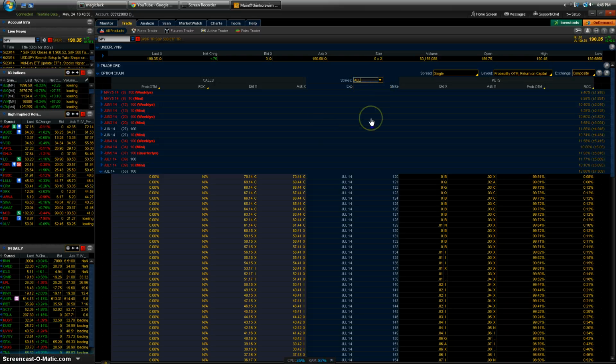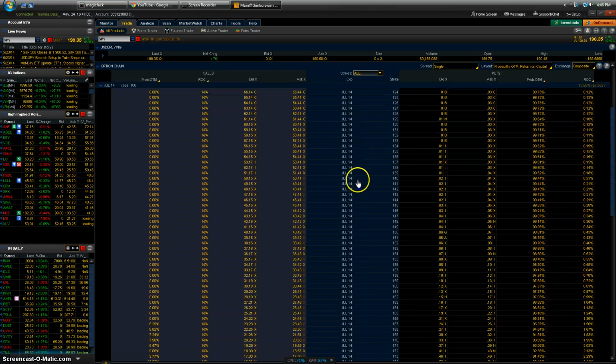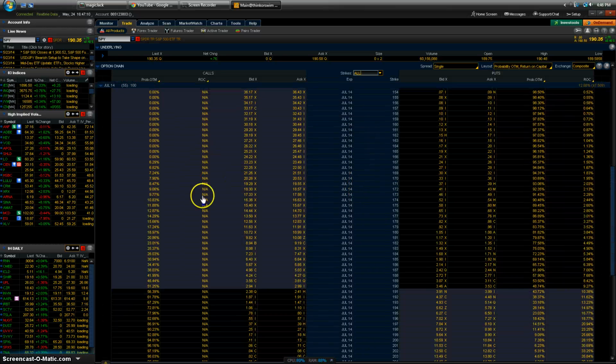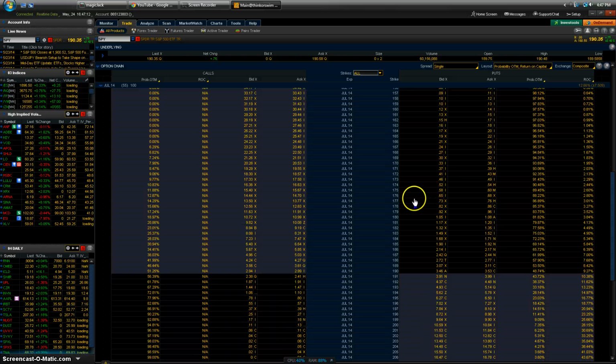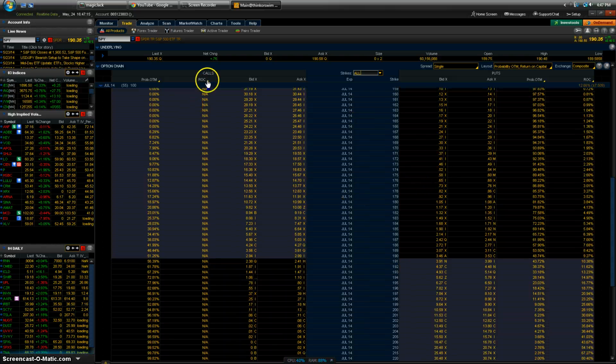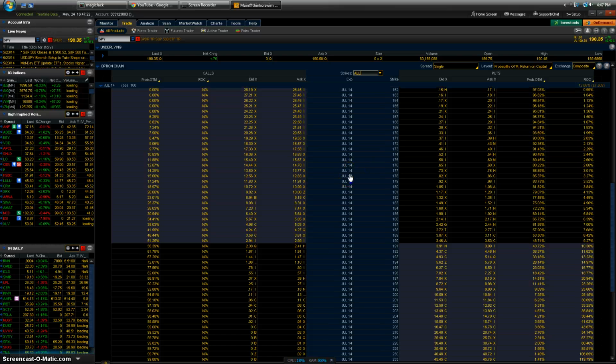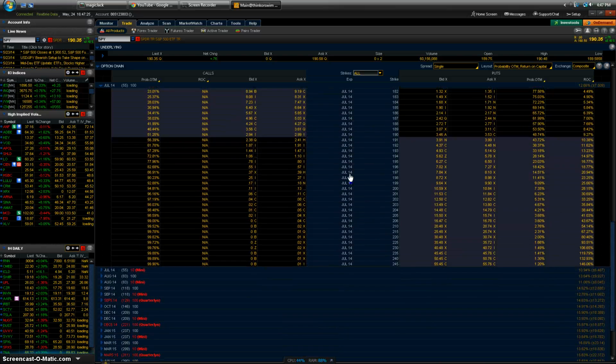Okay, now here's why it pays to know just generic math. You know that if you sell a put or a call 1 standard deviation out of the money, you have an 84% probability of success. So if I scroll down here, everything in light gray is in the money. Everything in black is out of the money. Here are my calls and here are my puts. If you sell a call 1 standard deviation out of the money, here's what that looks like.